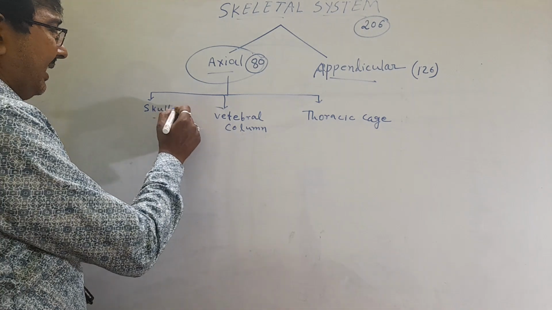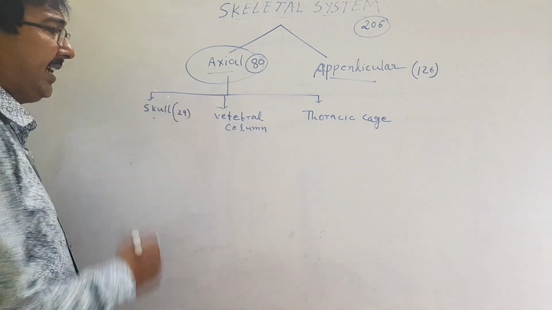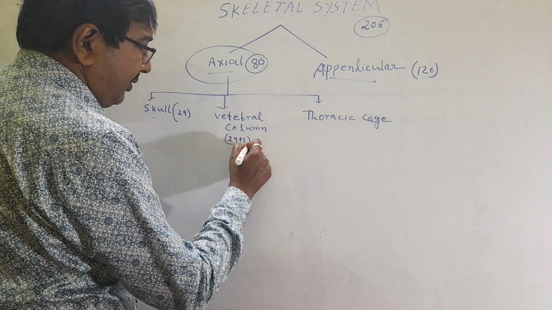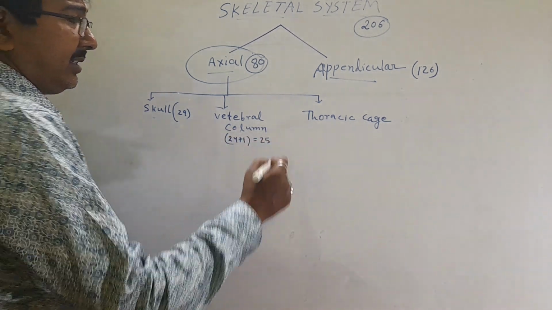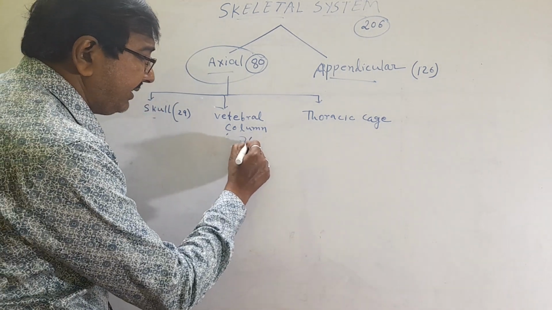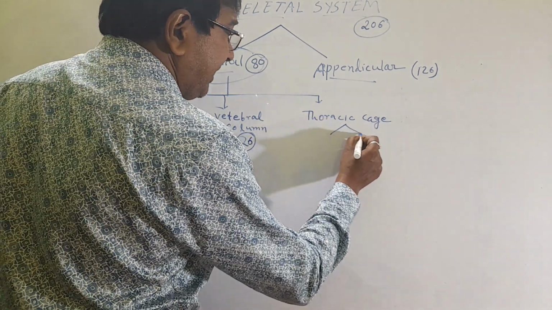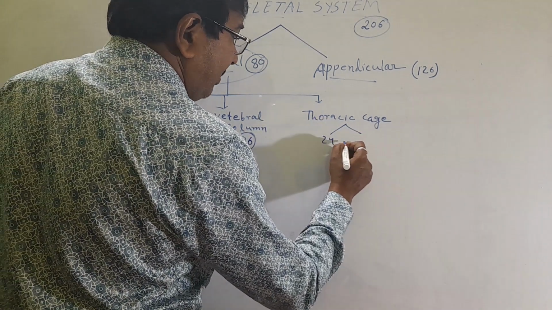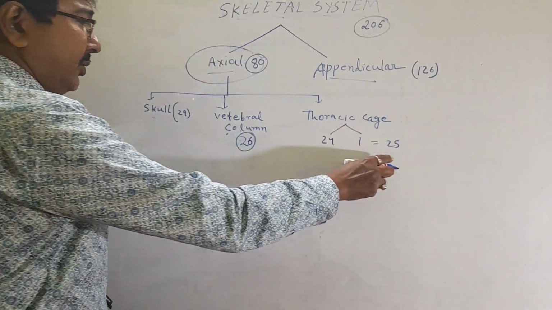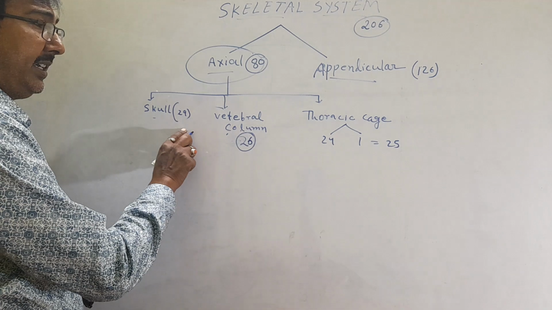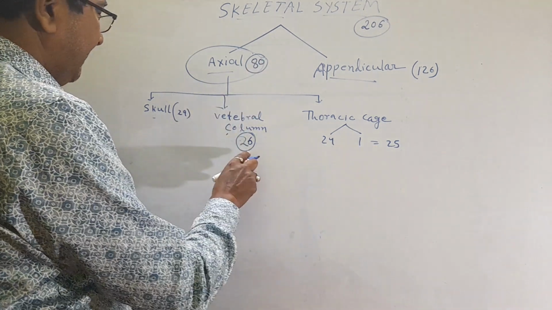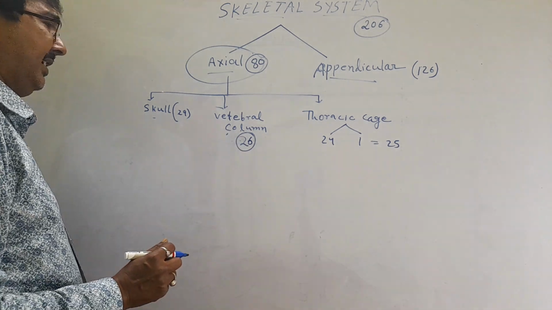In the skull, there are 29 bones. In the vertebral column, there are 24 plus 1, 25 bones, and in the thoracic cage, 24 plus 1, a total of 25 bones. So 25, 26 and 29 make a total of 80. A total of 80 bones are there.